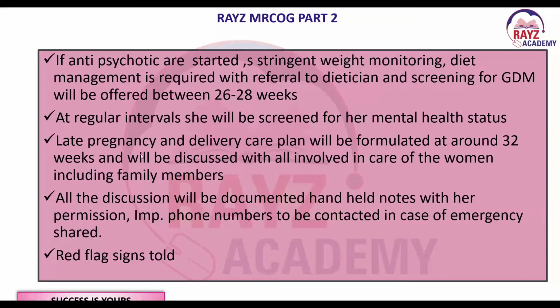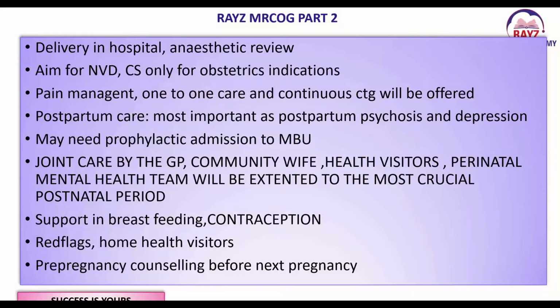A late pregnancy and delivery care plan will be formulated for her at around 32 weeks. And this will be discussed with all involved in her care, including her family members. All the discussion will be documented in handheld notes with her permission. Important phone numbers will be provided in case of emergency. Red flag signs will be told to her.